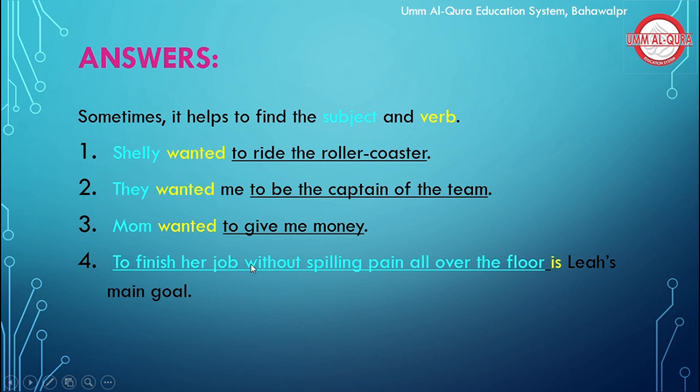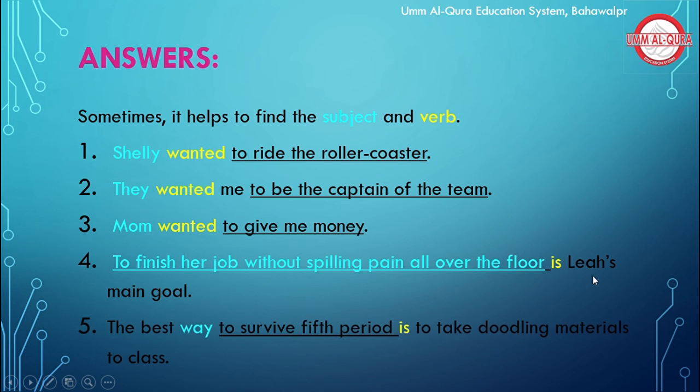To finish her job without spilling paint all over the floor. Here, to finish her job, this whole statement is subject as well as infinitive phrase. We just read that infinitives can also function as subject. Is here is the linking verb. Last one is the best way. Best here is the adjective, way here is the subject. To survive the fifth period, to survive is the infinitive, and because of the infinitive, this part is the infinitive phrase. Is is the linking verb.